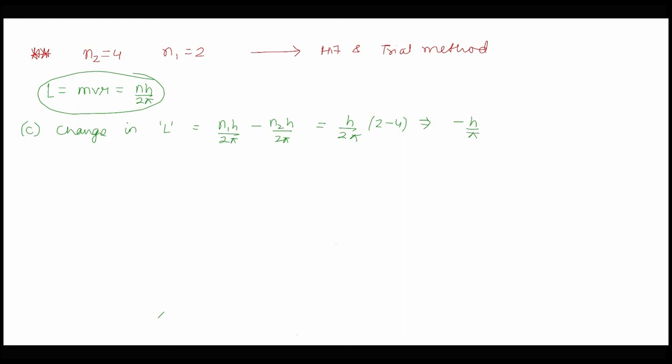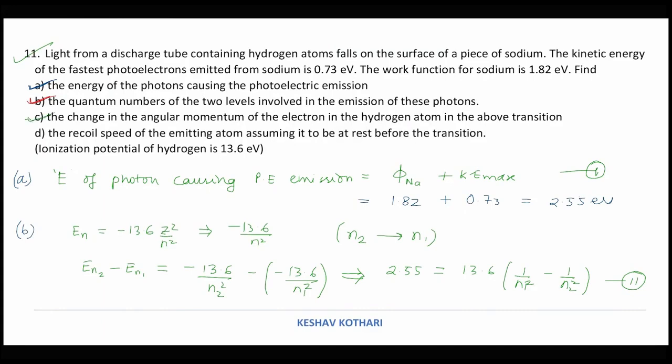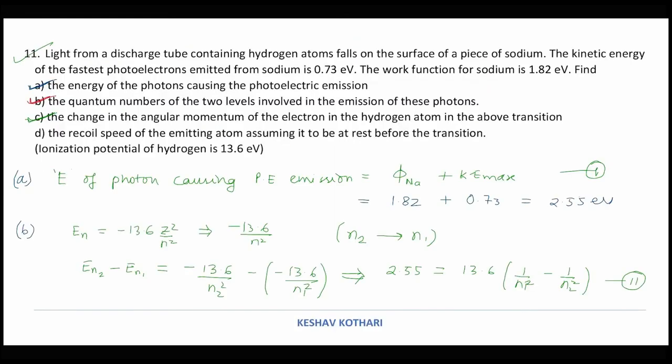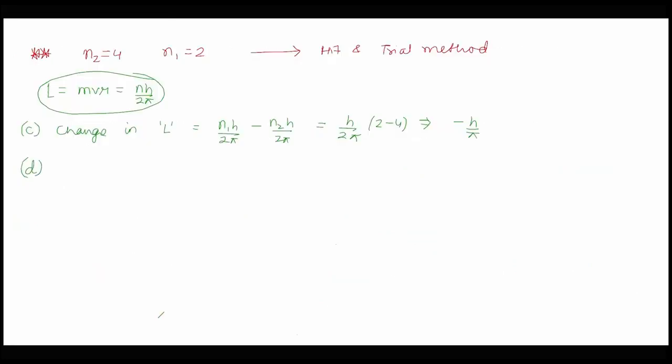The next one: the change in the angular momentum we have obtained. The recoil speed of the emitting atom, assuming it to be at rest before the transition. So we are solving the last part. Over here, the question is asking us to calculate the recoil speed of the emitting atom, assuming it to be at rest before the transition. So this time the momentum of the emitted photon will be calculated first. So let us begin by finding out the momentum of the emitted photon.